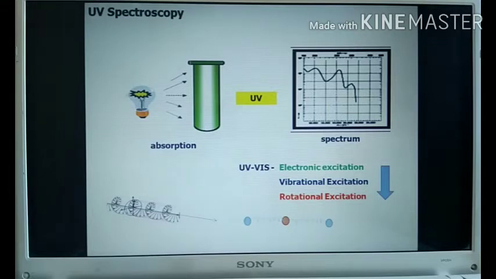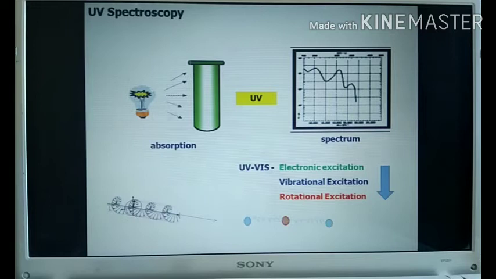When electromagnetic radiation or light is irradiated on a molecule, that molecule absorbs energy from the radiation and undergoes changes in energy level. Or you can say that when light radiation falls on the molecule, the molecule undergoes excitation from a lower energy level to a higher energy level. That change in energy level is recorded in the form of a graph called a spectrum, measured using a device called a spectrophotometer.